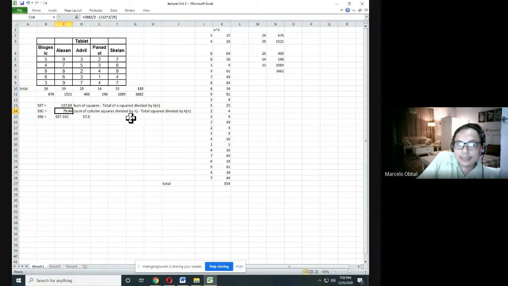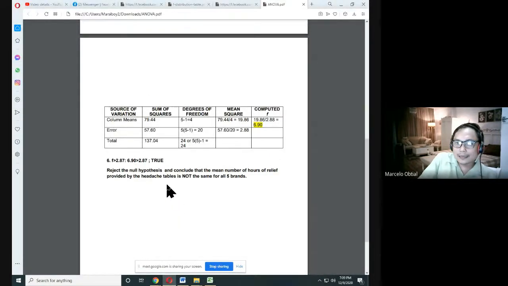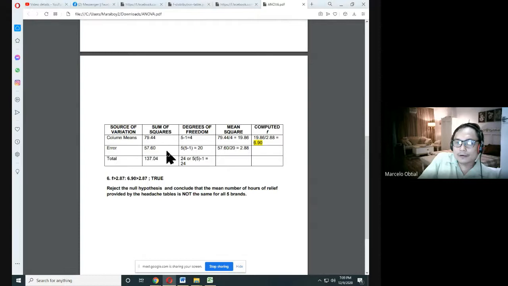I-divide natin dapat sa n, no? Kung anong total ng squares, divide sa n. Remember this formula, divided by n. Meron siyang 5 dito. Para di kayo malito, class, open, close parenthesis, no? Okay naman yun kasi naka-open close parenthesis yung subtrahend. The answer is the same, 79.44. That is why, under SSC, it's 79.44.